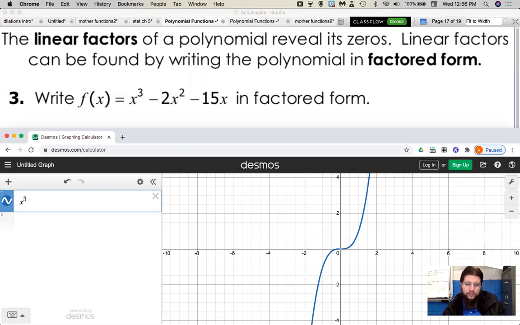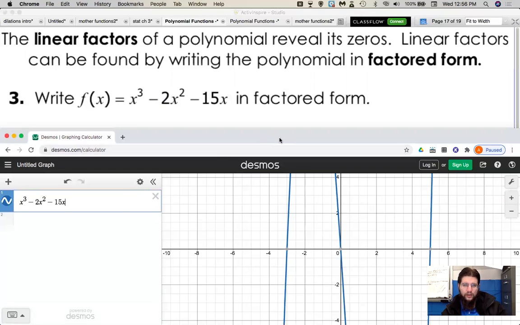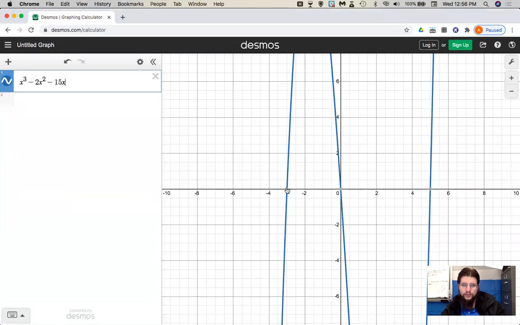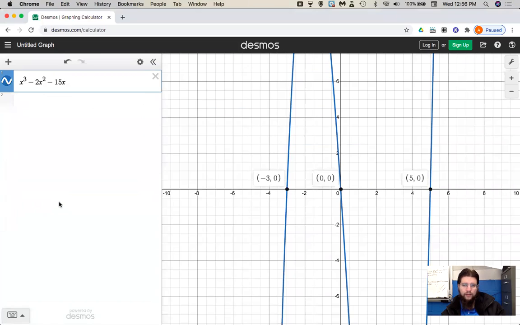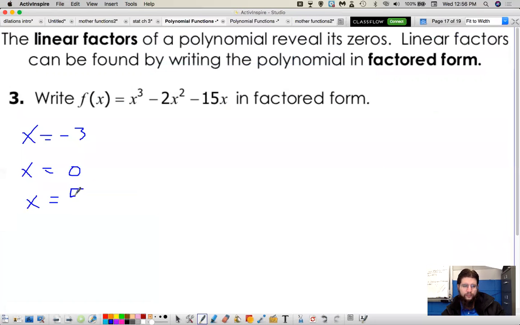x cubed minus 2x squared minus 15x. And let's look, what are our zeros? -3, 0, and 5. So x equals -3, x equals 0, and x equals 5.